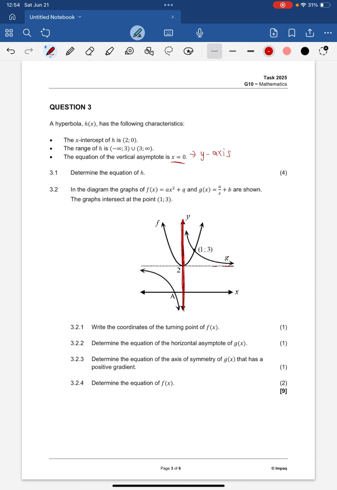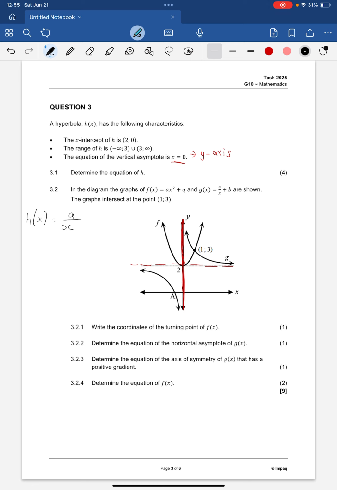Remember that the standard equation for a hyperbola is f. Let's use h now because that's what they gave us. h of x is equal to a over x plus q. What does a tell us? The shape.